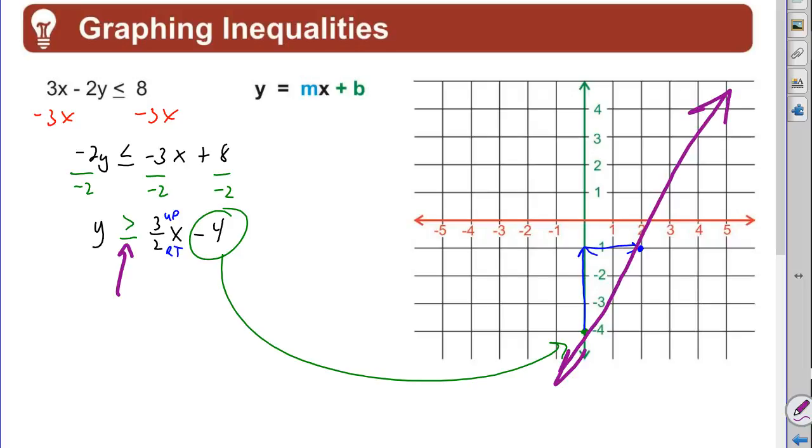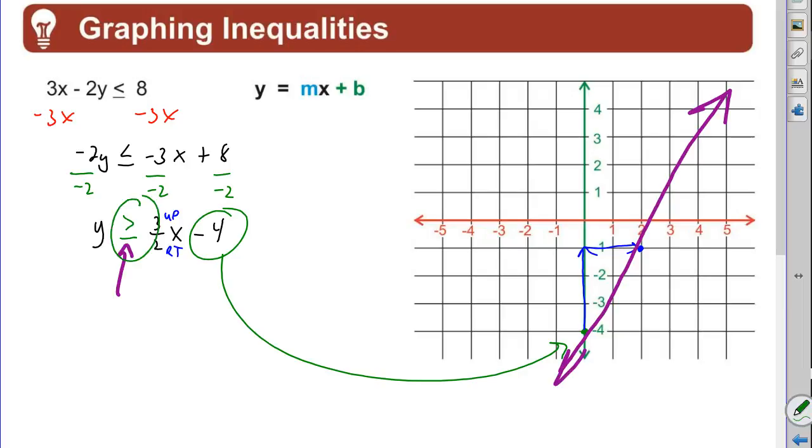Okay, and remember now we have to shade a side. And the textbook way is to choose a test point, put it into the function, see if it makes the inequality true. If it does, then the side where the test point is where you shade. If the test point was false, then you shade the opposite side. But honestly, it's a whole lot easier than that, right?